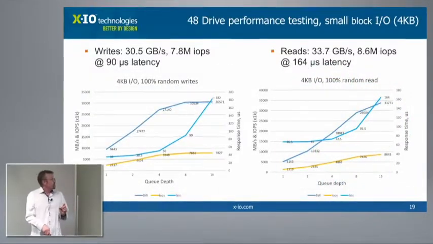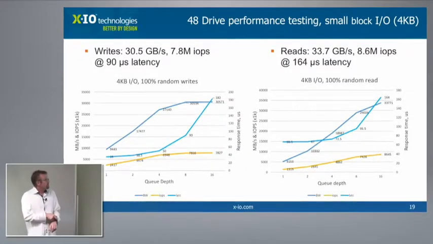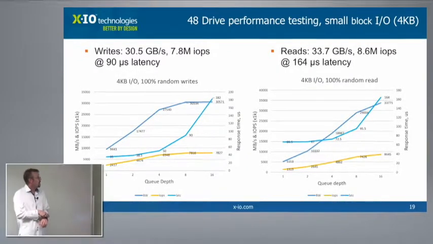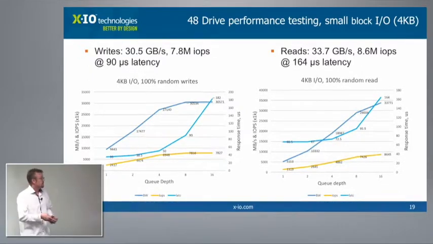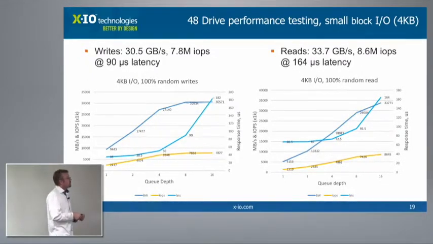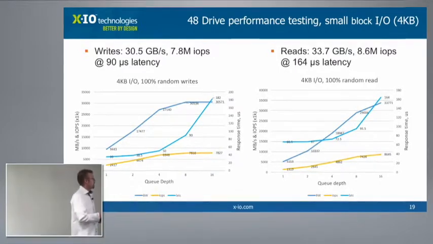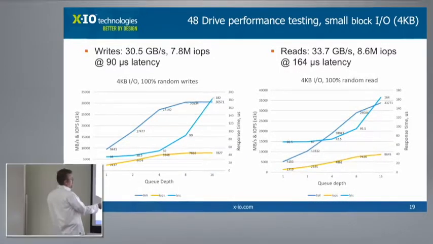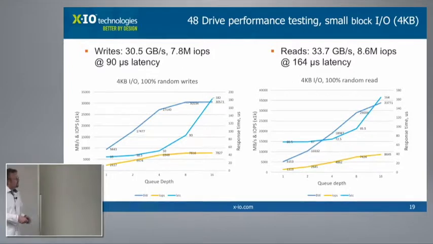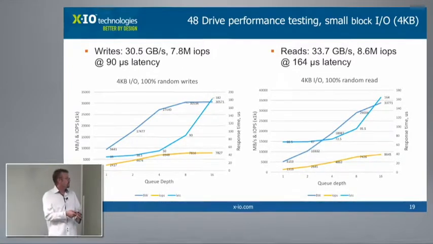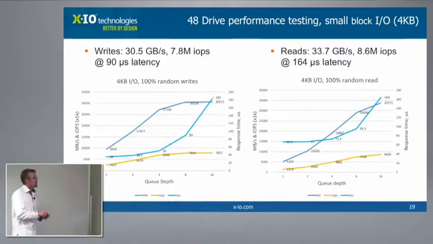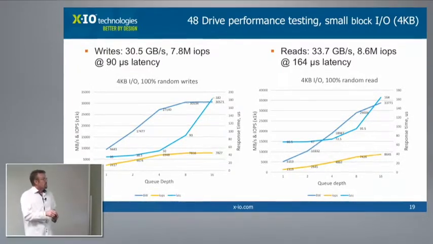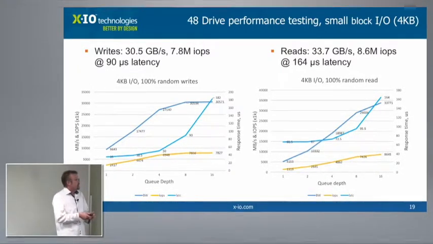So here's some performance numbers. Small block transfers, 4K, 100% writes, 30 gigabytes a second at 4K transfers. 7.8 million IOPS, and you can see the lowest latency, 35 microseconds, goes up to 90 microseconds where we hit our 30 gigabytes a second. On reads, 33.7 gigabytes a second, a bit over 8 million IOPS, and a little bit higher latency.